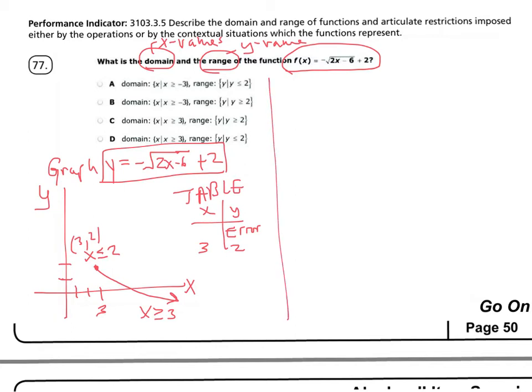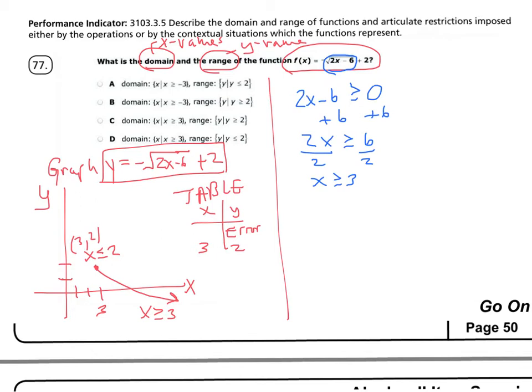Now algebraically, another way that you could look at it is to think that we're only allowed to take the square root of a non-negative number. So I would just take what's underneath the square root and I'd say, well, that stuff is going to need to be greater than or equal to 0, or else we would get an imaginary number. And then what you would do from there is to just solve for x. Here I'm dividing by 2 now, and so I get x is greater than or equal to 3.